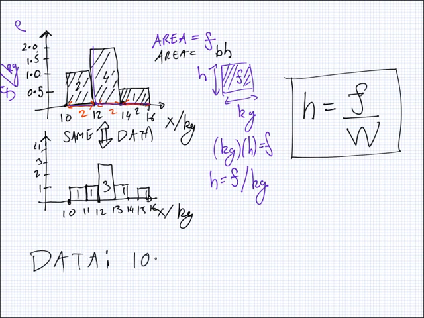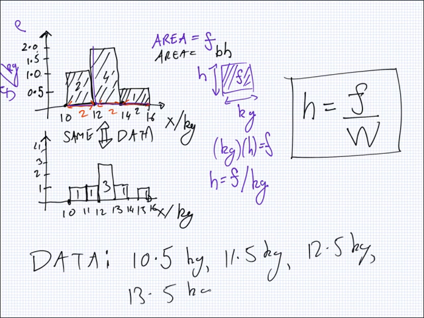I'll say it could be given in a table. In this example, I'll pretend I gave you the data. So you have 10.5 kilograms. We'll say that I gave you 11.5 kilograms, 12.5 kilograms, 13.5 kilograms, and then we'll say the last one was 15.5 kilograms. So there's only 5 data points. Not realistic. You wouldn't draw something for 5 data points, but you can see both histograms are consistent with this data.